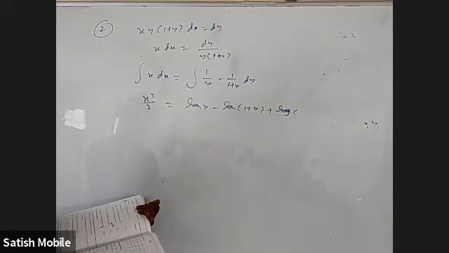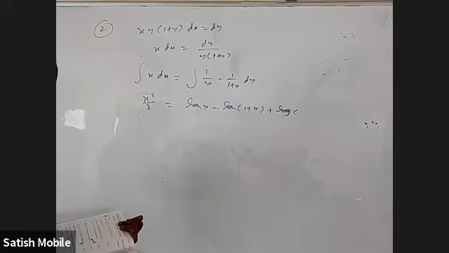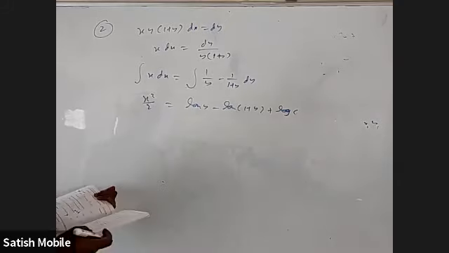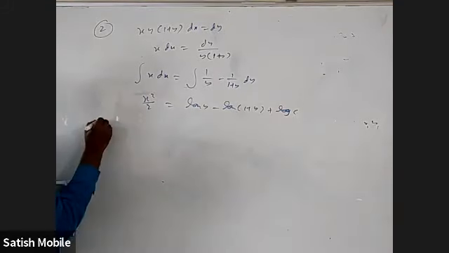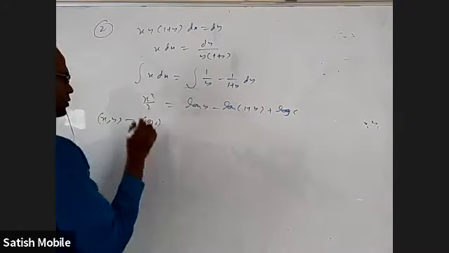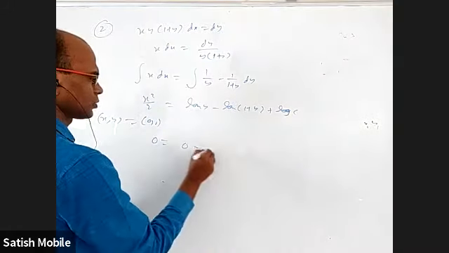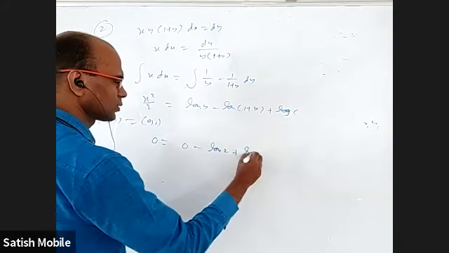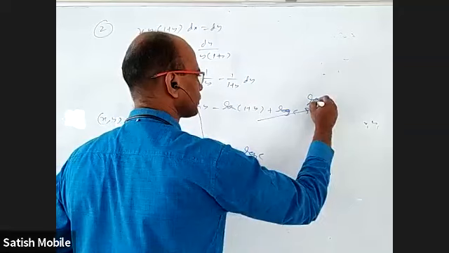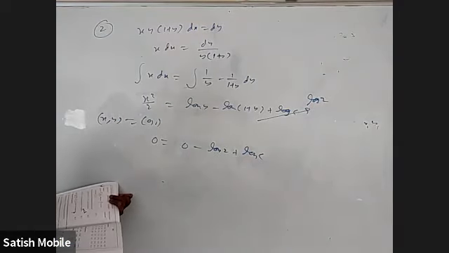f of 0 is 1. f of 0 means basically when x is 0, y is 1. And f of 2 is what they want us to find. Okay. f of 0 is 1. So put x comma y is equal to 0 comma 1 here. This is 0. This is also 0. This is log 2 plus log c. Basically log c is log 2. Okay. Now they want us to find y value when x is 2.